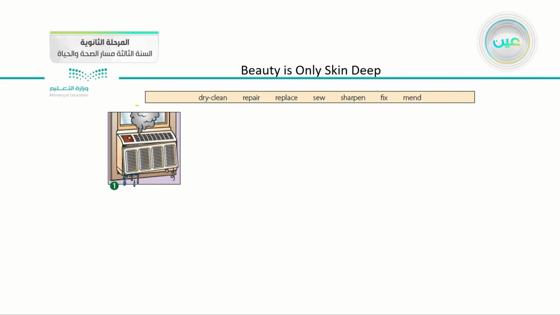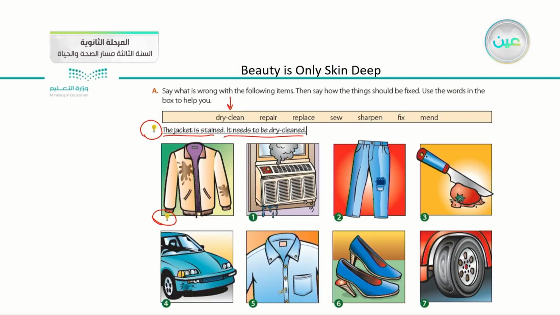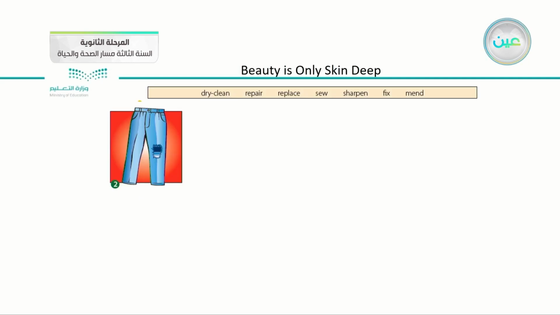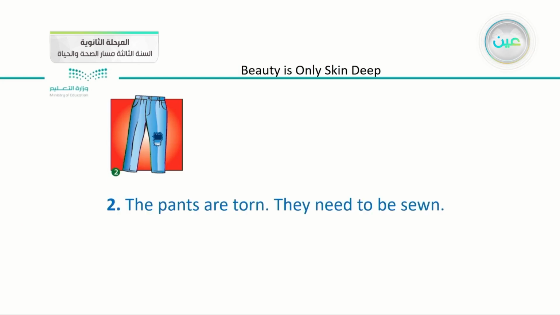And in the previous example here, the jacket is stained. So we are describing something. The heater is broken. Okay, what should we do about that? It needs to be repaired or it needs to be fixed. Okay, now what do you see here in the picture? The pants are torn. What do they need? They need to be sewn.